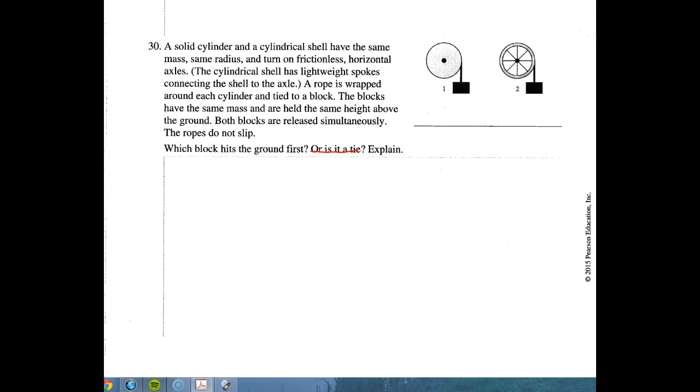So the biggest part here is not the answer, so we'll do the answer very last. Remember, they're going to grade you on your physics. We know that the weight of the block will provide the acceleration. So the weight of the block will make both of these accelerate, and that acceleration also then provides a torque on the cylinders.